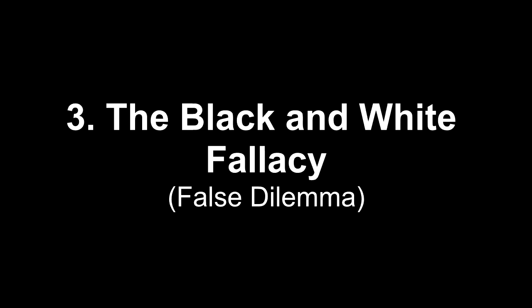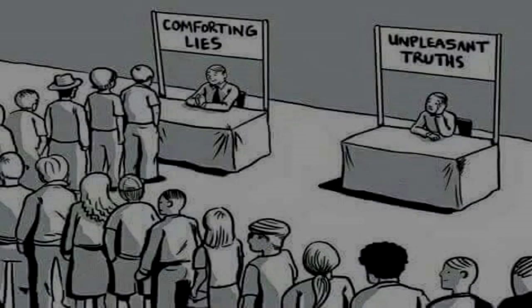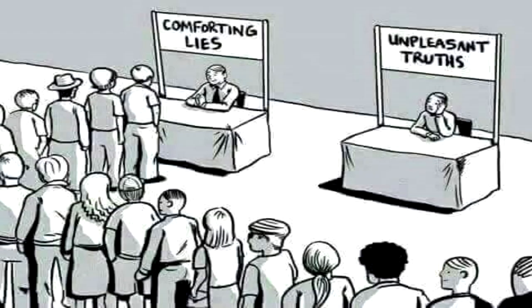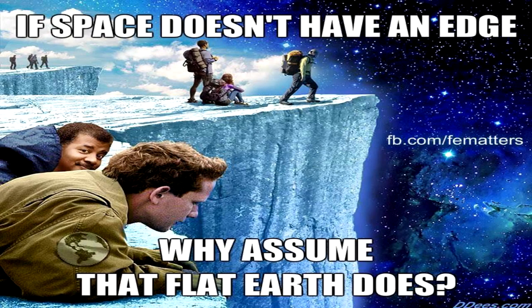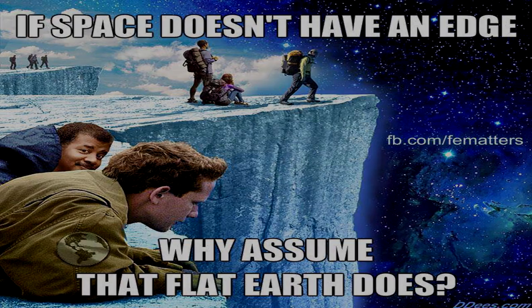The black and white fallacy, otherwise known as a false dilemma, is when two opposing statements are presented as the only possible options when in fact there are more. For example, when globe earthers attempt to refute flat Earth claims by demanding photos or videos showing the edge of the Earth. Most flat earthers make no claims as to what may or may not exist beyond Antarctica, because humanity has been prevented by treaty from independent exploration.